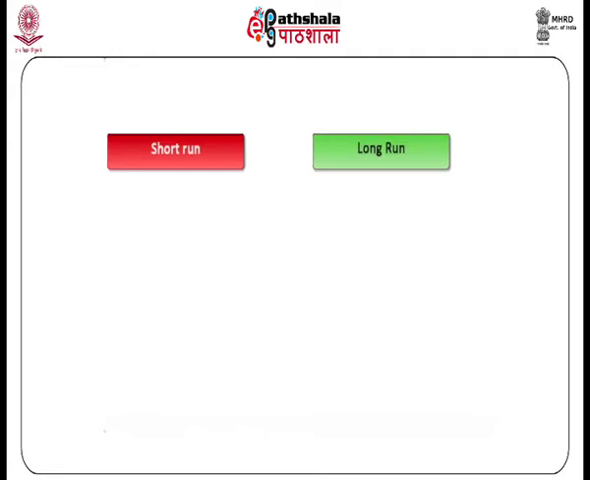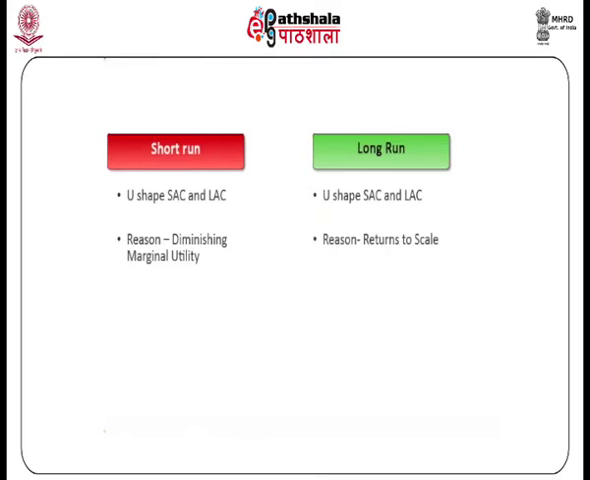Let us compare cost curves in both the short run and long run. In both the periods, the SAC and LAC curves are U-shaped with different reasons. The SAC declines first but eventually rises because of the law of diminishing marginal utility. But in the long run, as output expands from a very low level, increasing returns to scale causes the LAC curve to decline initially, becomes constant because of constant returns to scale, and then rises as a result of diminishing returns to scale.